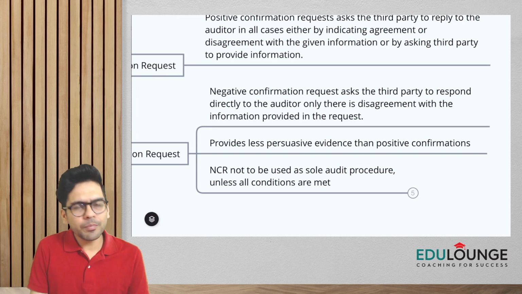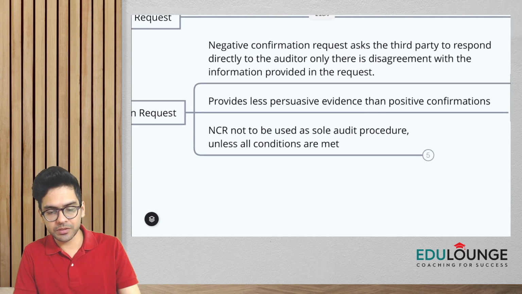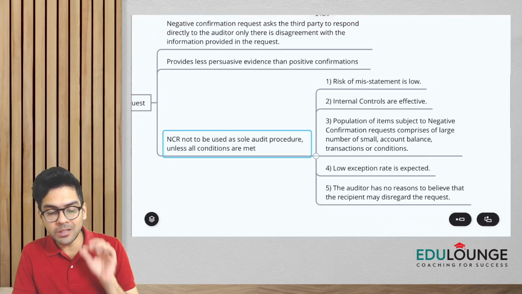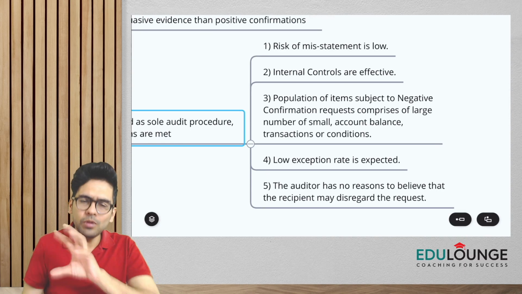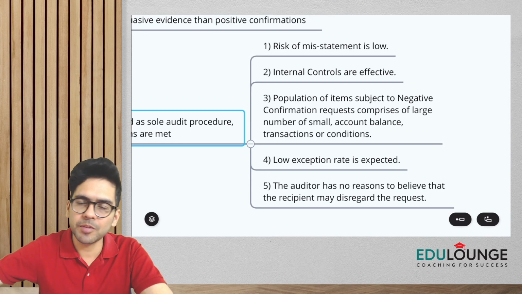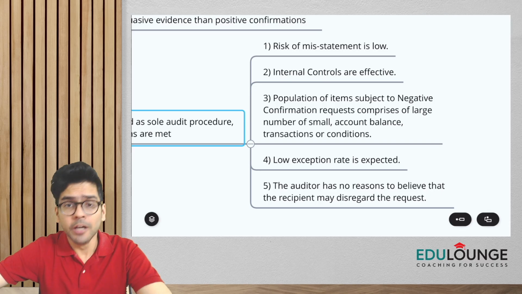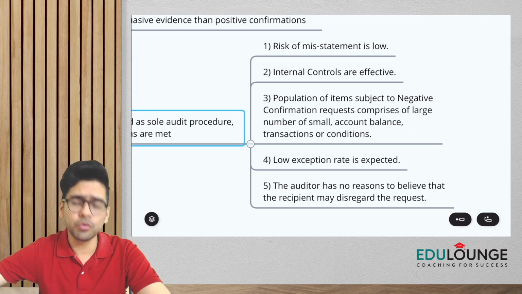I'm not saying that you shouldn't be using it, but in case you wish to go for a negative confirmation request, you have to meet all the five conditions. When all the five conditions are met, then only you can go for a negative confirmation request. Else we would always prefer to send a positive confirmation request. So in what cases can we send a negative confirmation request? Let us go through this point, guys.